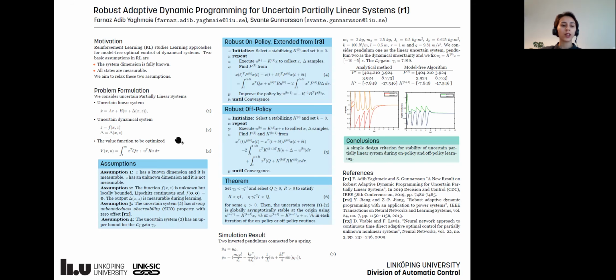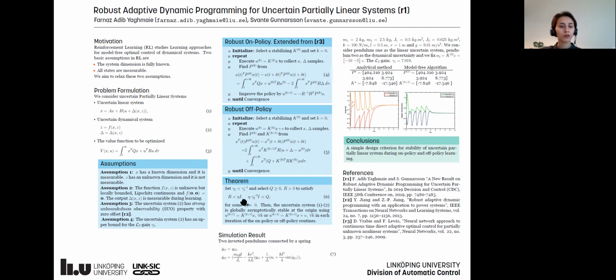So the point and the question is like this: can we still apply the same on-policy and off-policy routines on this nonlinear, uncertain, partially linear system safely without endangering the stability of the total system?